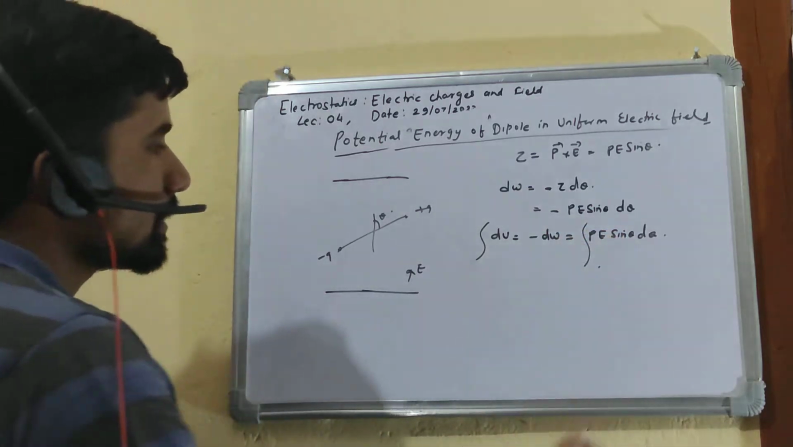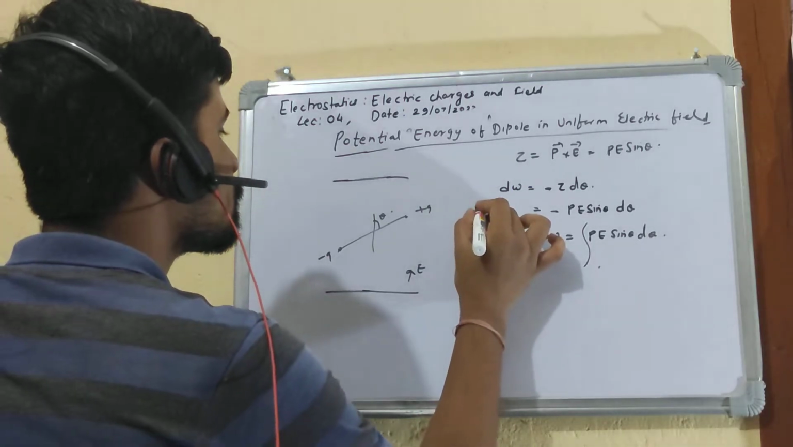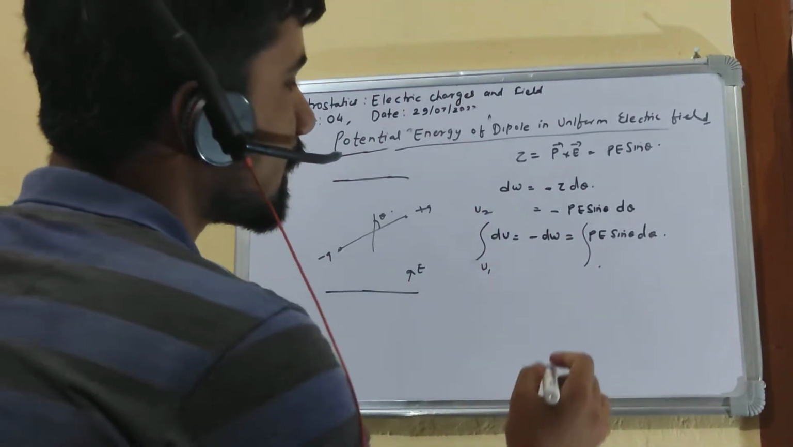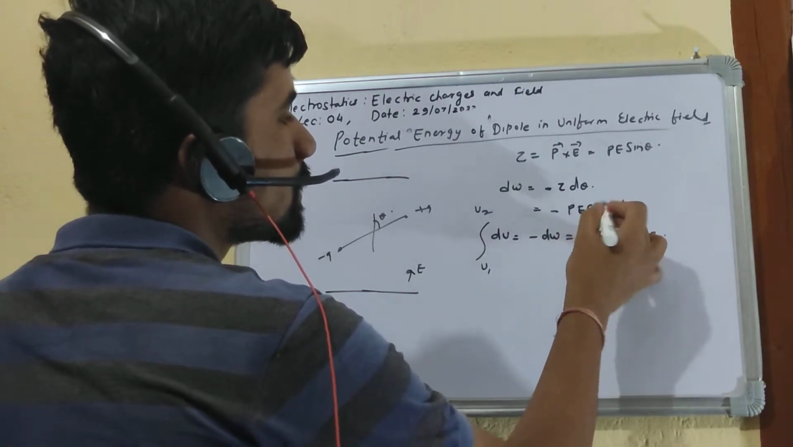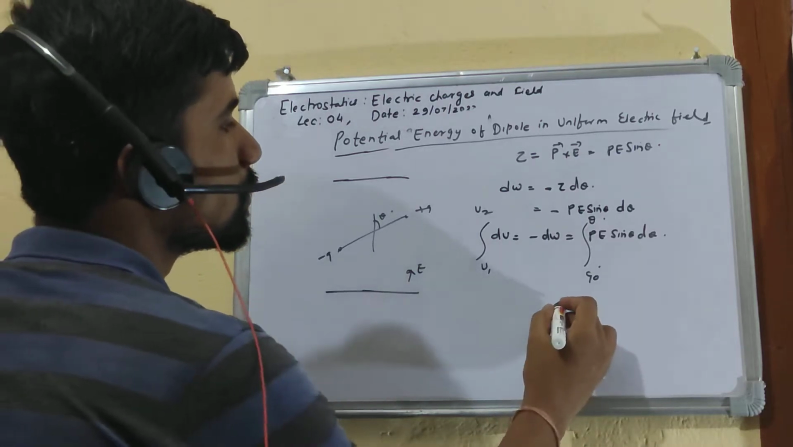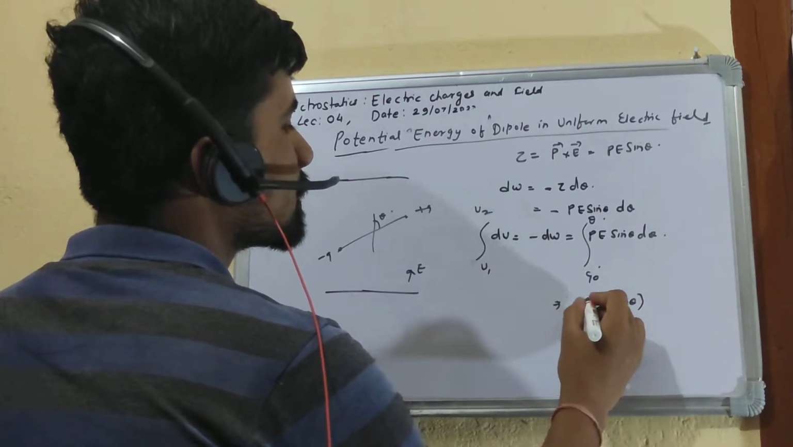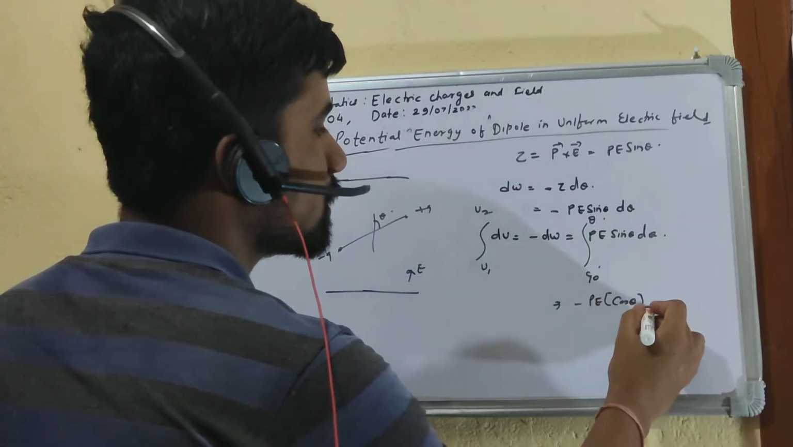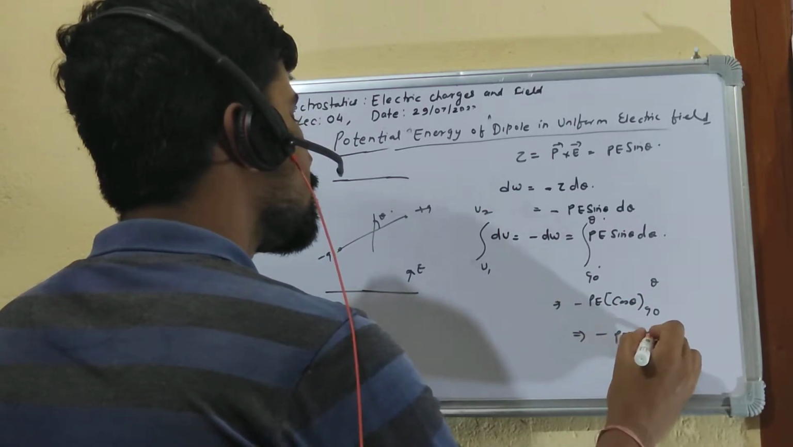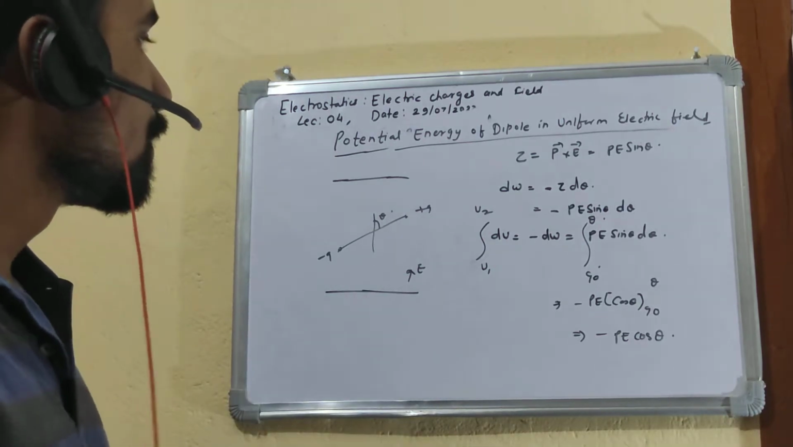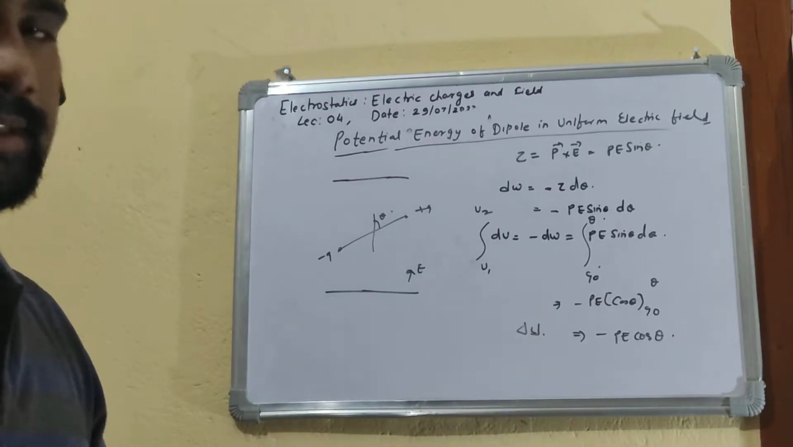Integrate this, right? So let's say this is u1, this is u2, okay? And let's say my starting point is 90, just for a reference, and I'm moving to a new angle called theta, right? So what will be the integration of this? PE cos theta, minus sine will come, because integration of sine theta is minus cos theta. This is from 90 to theta, right? So this is nothing but minus PE cos theta, right? So this is the change in potential energy, which is given by minus PE cos theta, right?